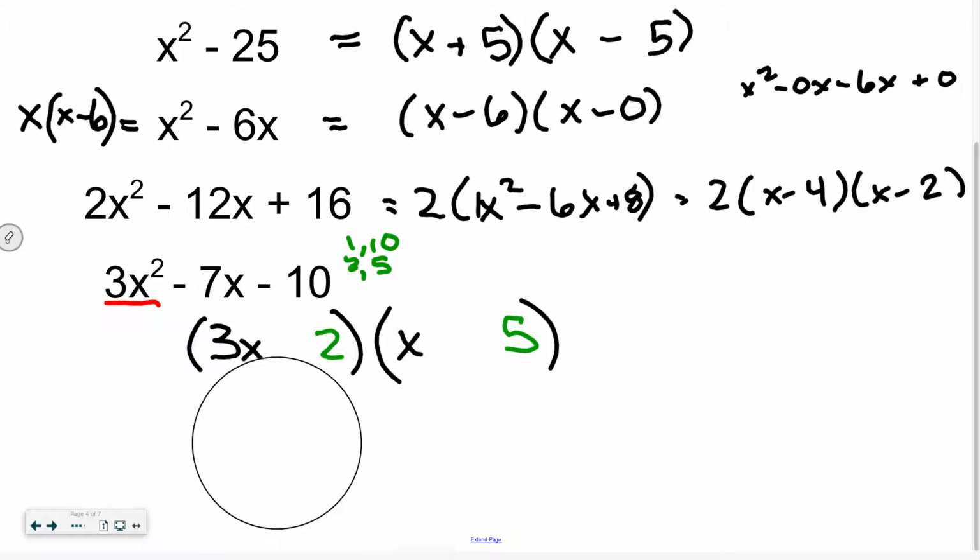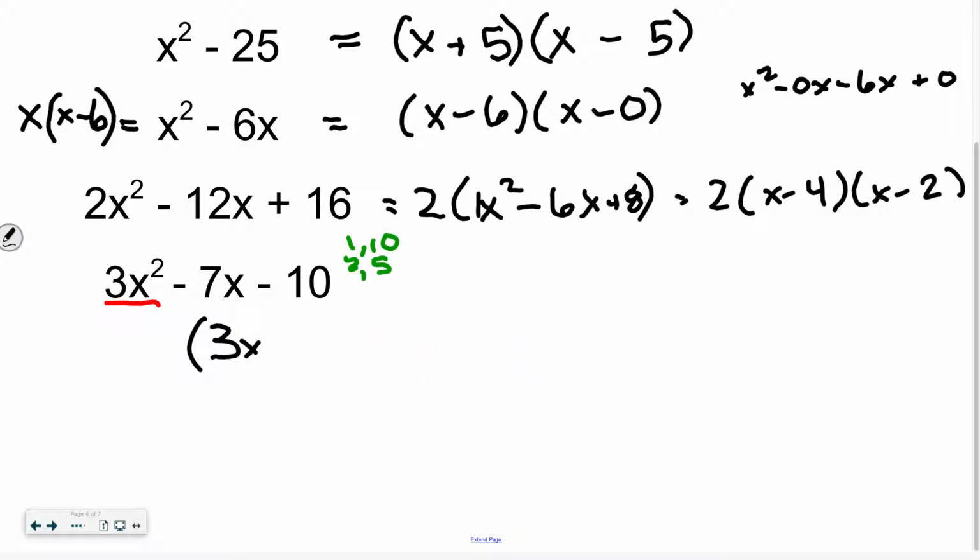Let's see if I can get this smaller. Okay, so it's not the 5 and the 2. What if I swap them around? So I did a 5 and a 2. Outside term? Inside term? Will they make -7? No. 6, oh darn it. 6 and 5 will make 1 or -1. Okay, so it's definitely not 2 and 5.